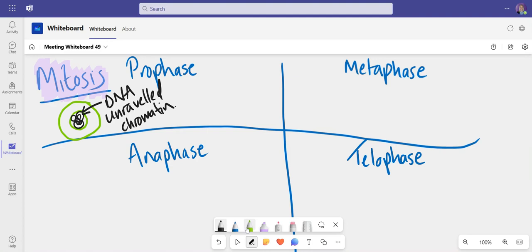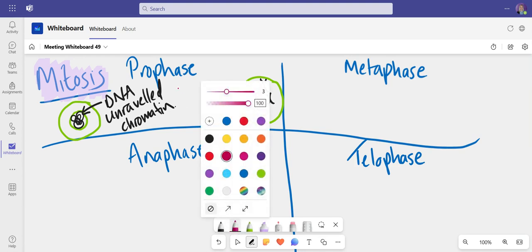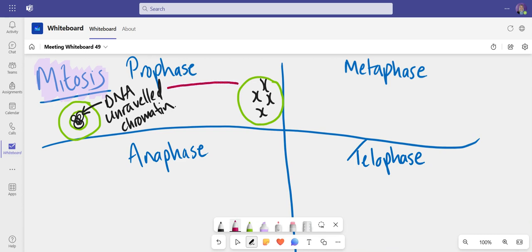Okay, now what happens in prophase is the nuclear envelope breaks down, so the chromosomes can move, the DNA can move anywhere in the cell, and the DNA condenses into the shape of these little X-shaped chromosomes. Okay, so in order to go from this to this, the nuclear envelope has broken down.